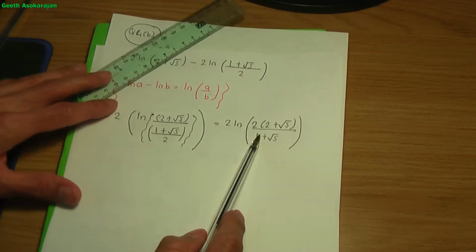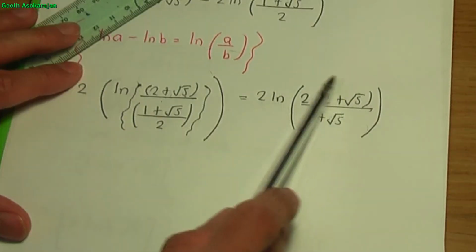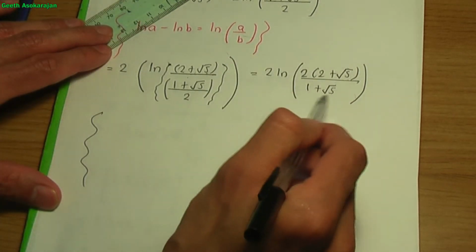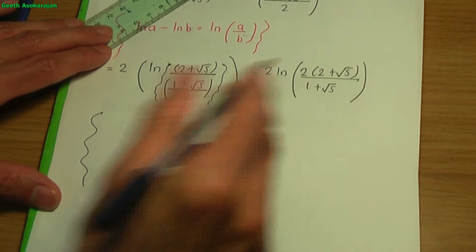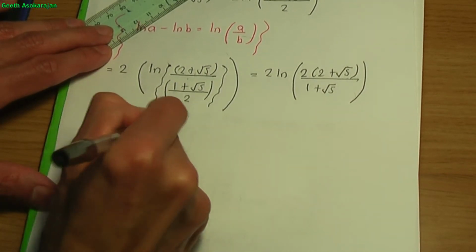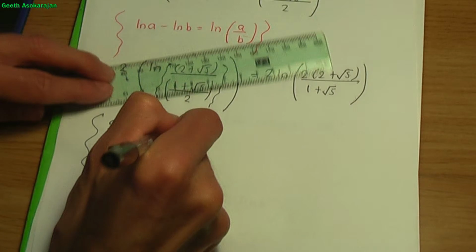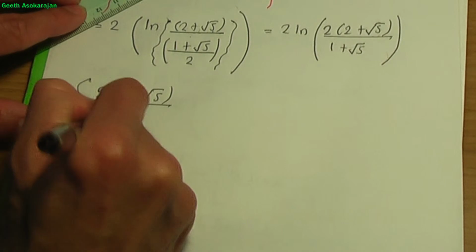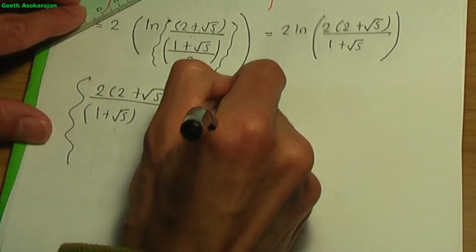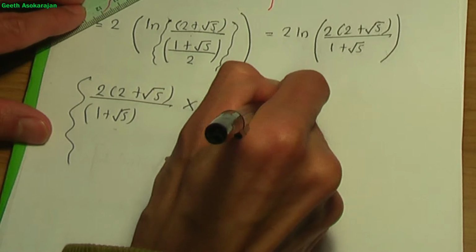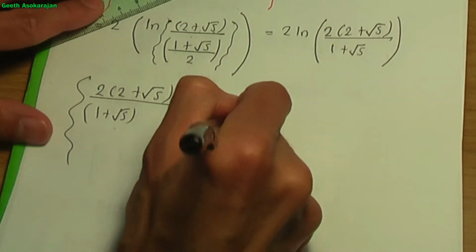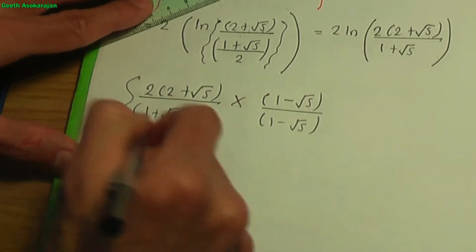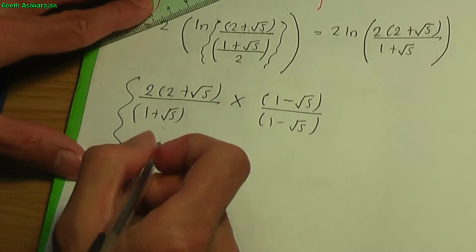There's a lot of maths involved, as you can see. Now we can simplify this. Let me simplify this term as a side calculation. So we can rationalise the denominator to make this nice. So we have 2 times 2 plus root 5 over 1 plus root 5. If we multiply the numerator by 1 minus root 5 and the denominator by 1 minus root 5 as well, we rationalise.